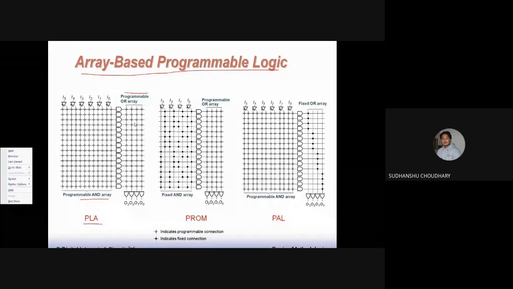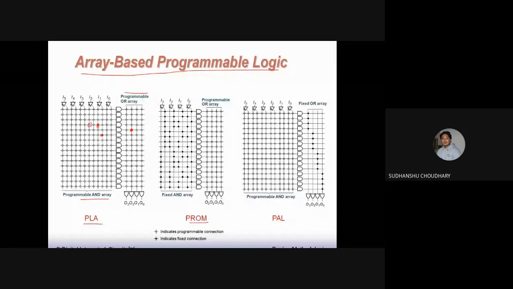Since it is fully programmable, you can connect the AND gates also, and OR gates also, right? So here, for example, you can make a connection. So here also, for example, you can fuse a connection, right?